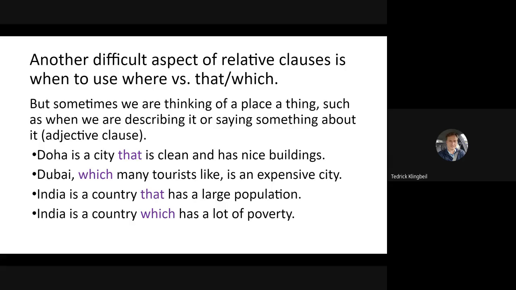It's good that we have the option of using that or which, because it serves to make our writing more interesting. You don't want to keep reusing the same word over and over, so you have an option of switching it and using a different word. It's just as correct to say Dubai. Actually, no, it's not in that case. India is a country which has a large population, or that has a large population. Which works better for this one in Dubai. So why is that? Well, it's just a stylistic choice, mostly. But anyway, let's practice some of these.